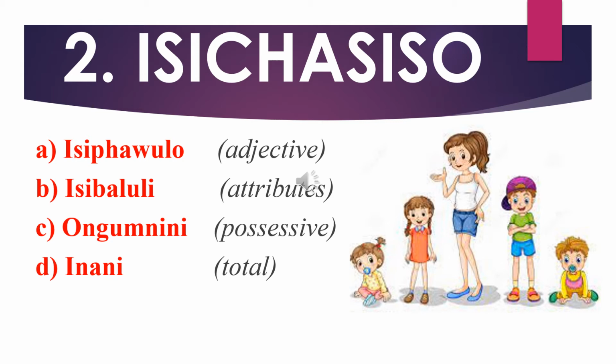The second sibling has 4 kids. Igama lakhe isichasiso. Isichasiso has izingane ezine ngaphansi. Ingane yokuqala is Paulo, which we call accusative. Elandelayo isibaluli, which we call attribute. Eyesithathu ongumnini, which we call possessive. Eyesine inani, which we call total or value.